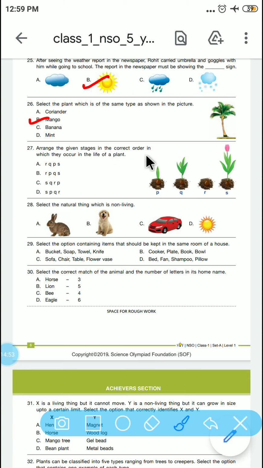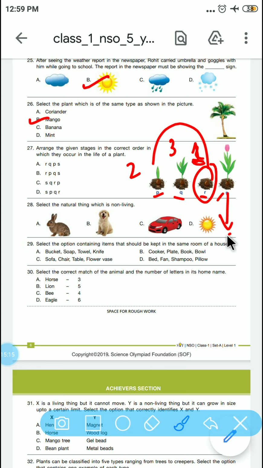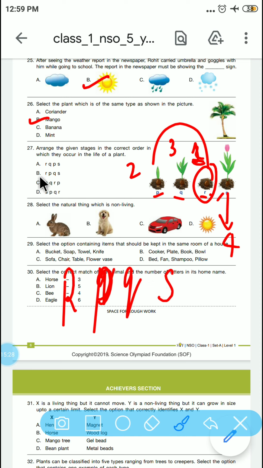Arrange the given stages in the correct order in which they occur in the life of a plant. So here we have first, second, third and fourth. First we sow the seeds, the primary stage, then the second stage, then it grows a bit, third stage, and lastly the fourth stage. So first one will be R, then Q, then P, then S. Let's check out the options. R, P, Q, S, option B.